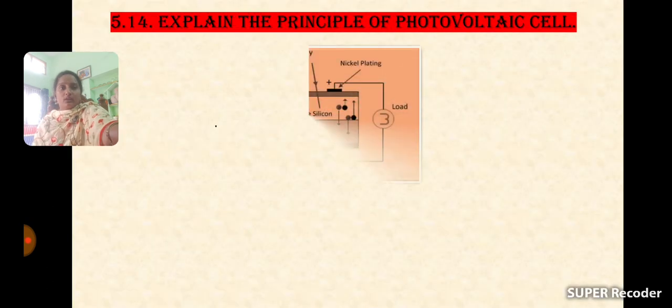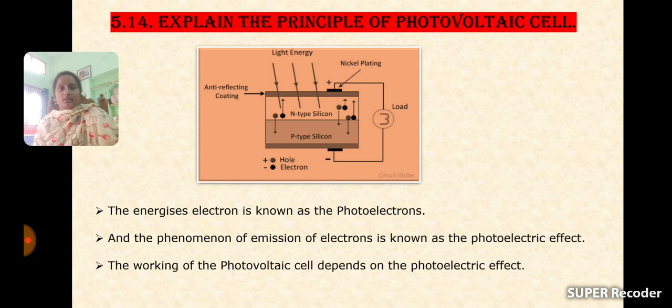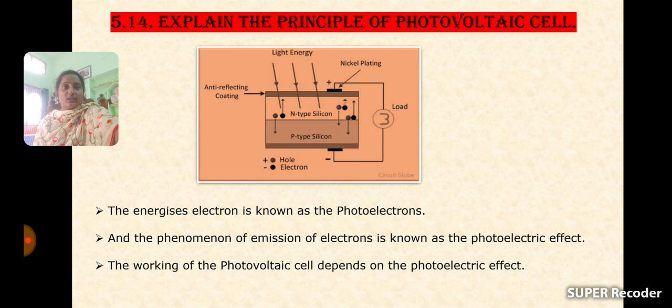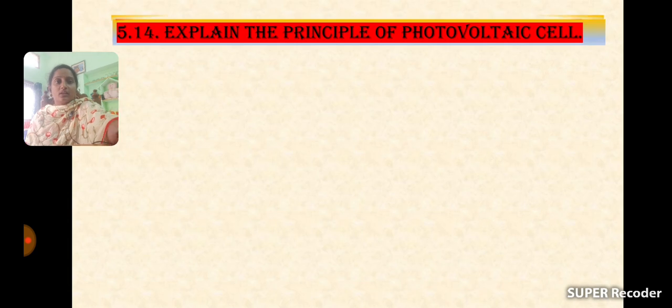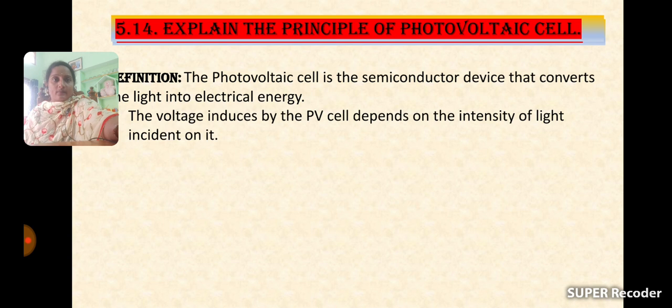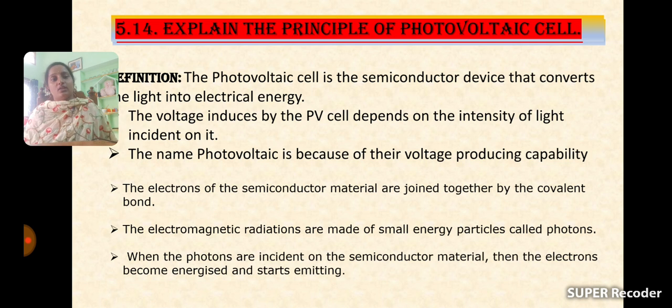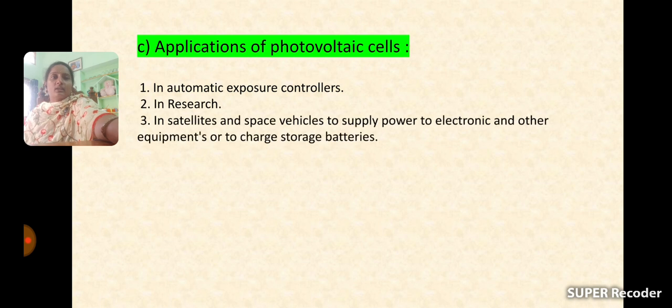Okay, so the next one is the photovoltaic cell. A photovoltaic cell is simply like a diode. The electrons emitted are known as photoelectrons, and the phenomenon of emission of electrons is known as the photoelectric effect. When in the presence of light, electrons are produced, that is called what? The photoelectric effect. So the photovoltaic cell is a semiconductor device that converts light energy into electrical energy. This is like a diode, and the materials are joined together by a bond.